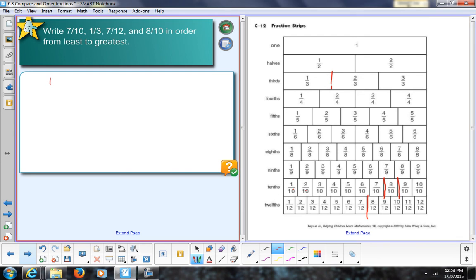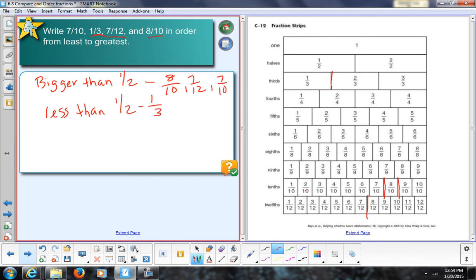Let's see which of these are bigger than 1/2. Let's take a look at these numbers. Bigger than 1/2. Let's see. 1/2 of 10 is 5, so 8/10 is bigger than 5. 1/2 of 12 is 6, and so 7/12 is bigger than 6/12. 1/2 of 3 is 1.5. Okay, so that's actually not bigger. And 7/10 is bigger than 5/10. So this is less than 1/2: 1/3. So my 1/3 is going to go first.